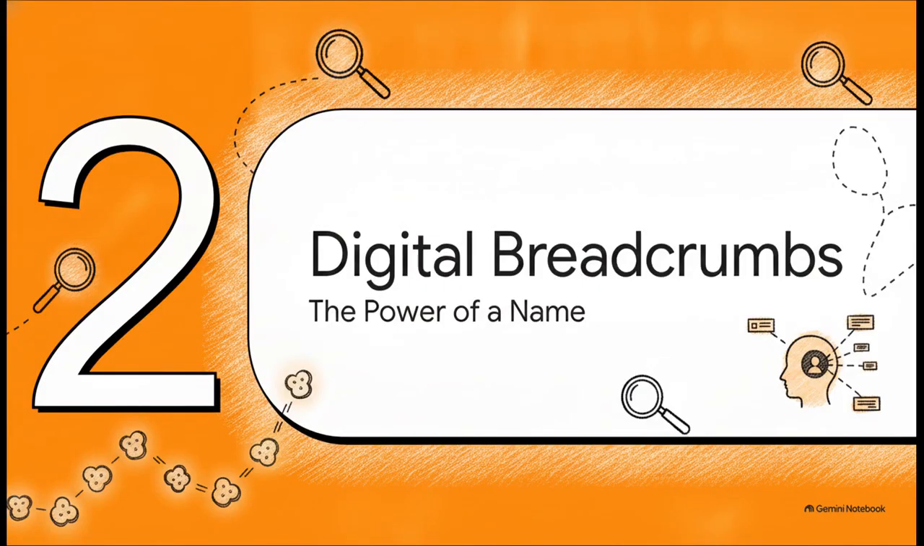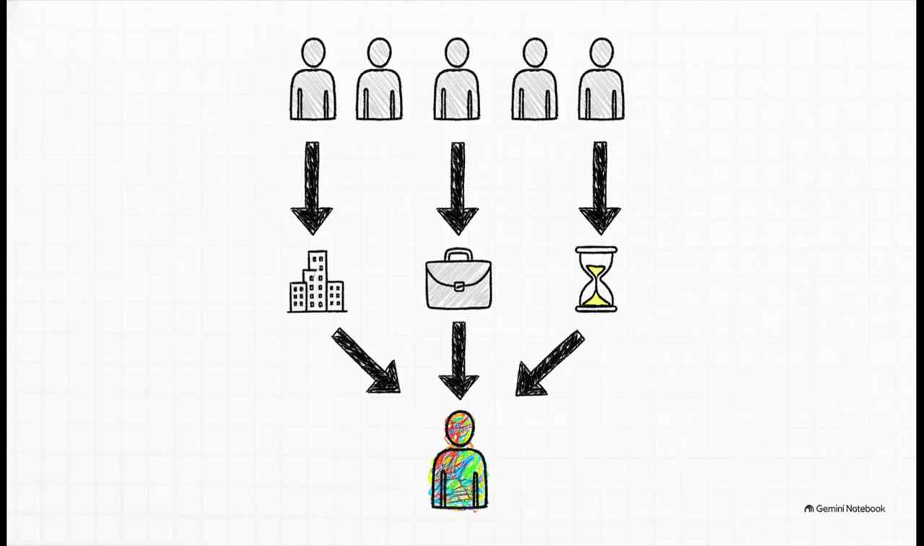Moving to Section 2, Following Digital Breadcrumbs, we're looking at the raw power of a single name. Here's the kicker. A name alone is a really weak identifier. You've got to normalize it. We look for full names, maiden names, hyphenated names, or even misspellings. Then, you absolutely need disambiguators to cut false positives. A search for John Doe is basically useless. But John Doe, software engineer in Chicago, boom, you've instantly filtered out the noise.